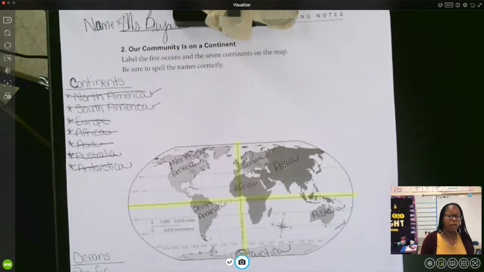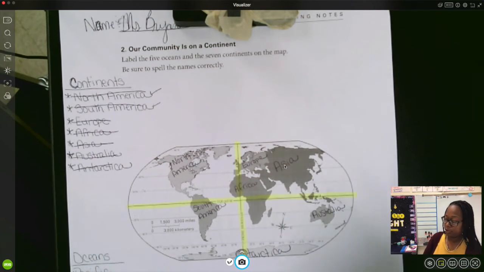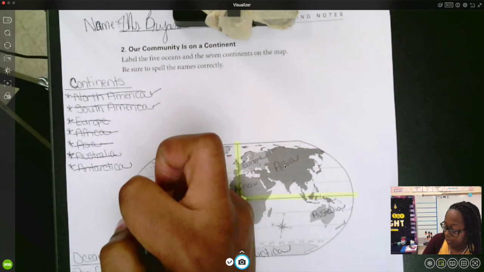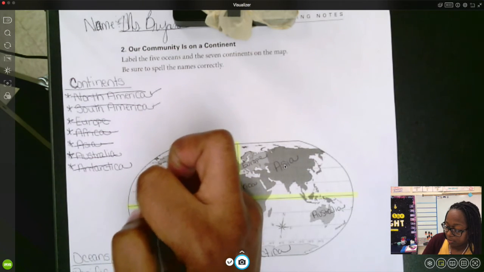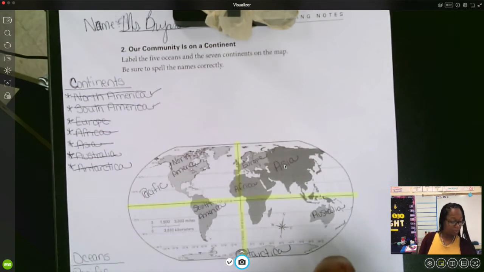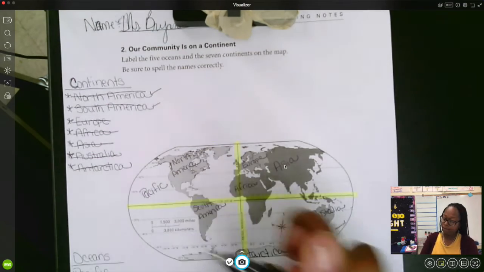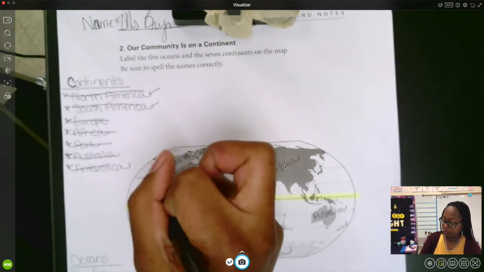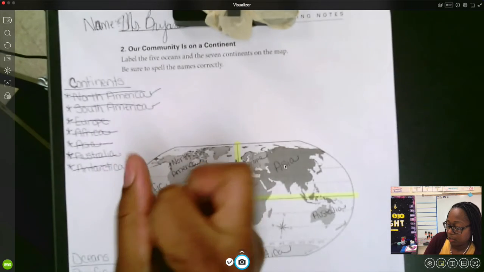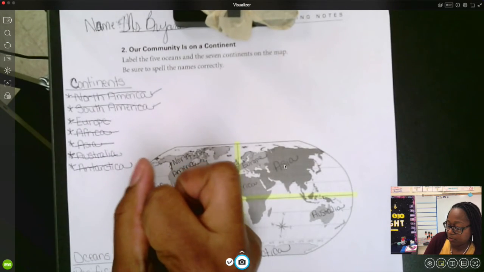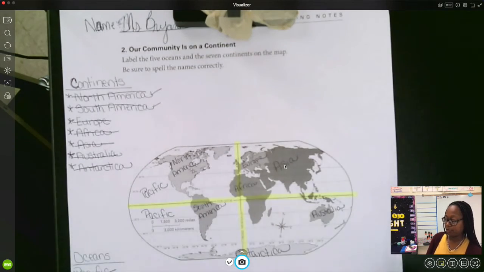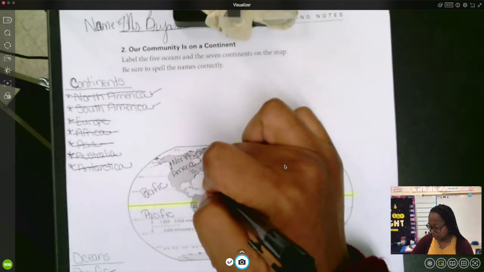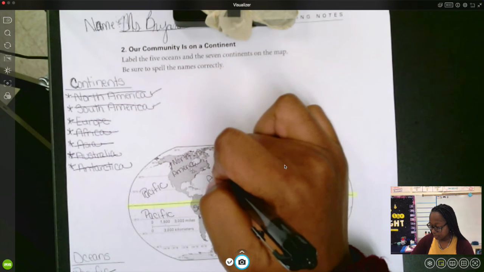After we label all of our 7 continents, let's label our oceans. So over here is the Pacific Ocean. And I'll actually put the Pacific Ocean underneath the equator, guys. Sorry, Miss Bryant's mess up. Cross off the Pacific Ocean. So write the Atlantic Ocean here.